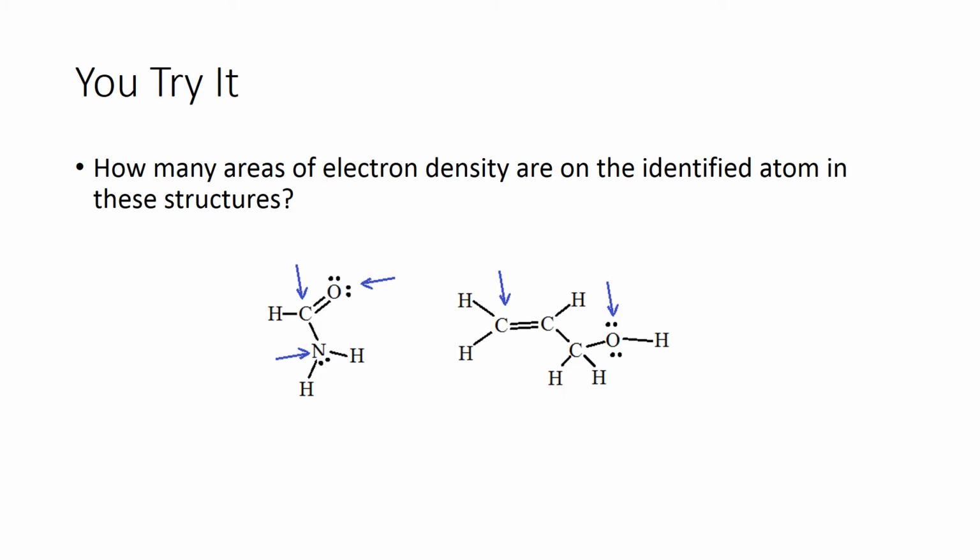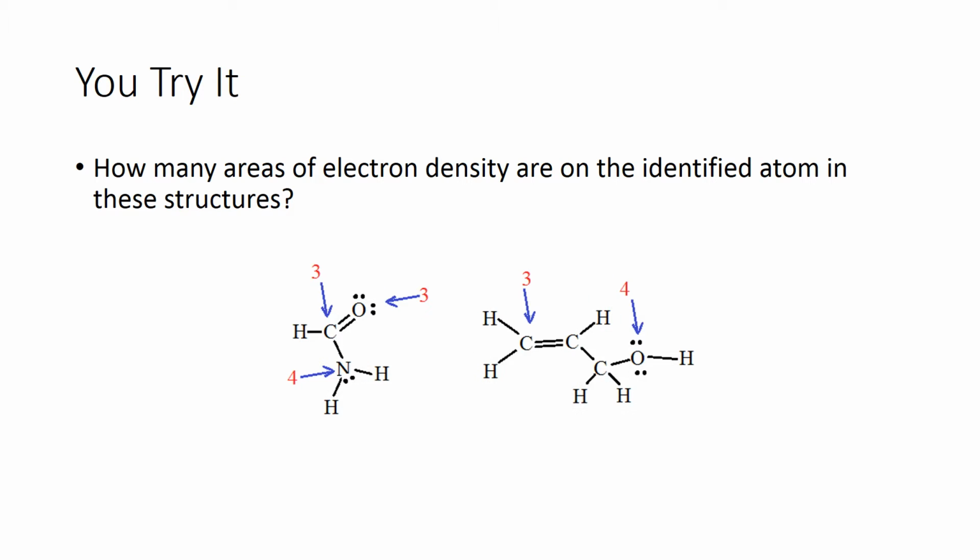Okay, for this first molecule here, you can see that the oxygen has 1, 2, 3 areas of electron density. The carbon has 1, 2, 3 areas of electron density. And this nitrogen has 1, 2, 3, 4 areas of electron density. Over here, this carbon has 3, 1, 2, 3. This carbon has 3, 1, 2, 3. This oxygen has 1, 2, 3, 4 areas of electron density.